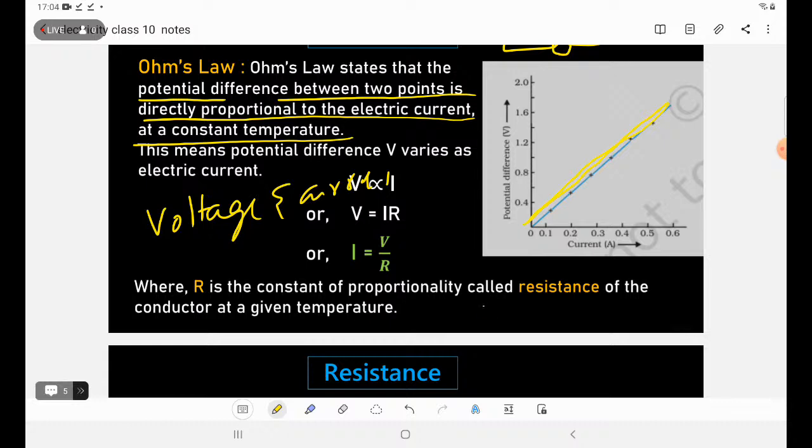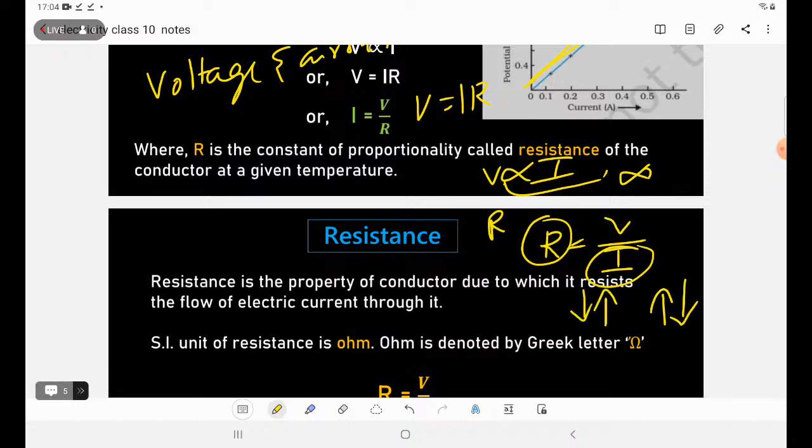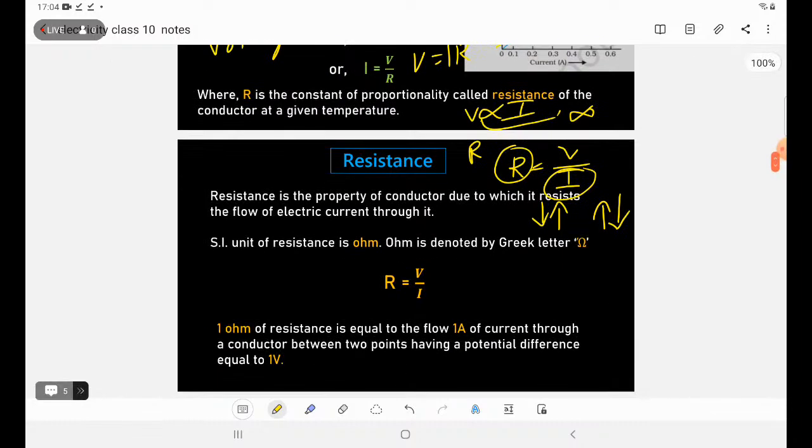So from this he derived one formula. So V is directly proportional to I. To take out this proportionality, he used a constant, resistance R. So V is equal to IR. So R is equal to V by I. Means R is inversely proportional to I. If I increases, means current is more, then the resistance is less. If the resistance is more, the current is less.